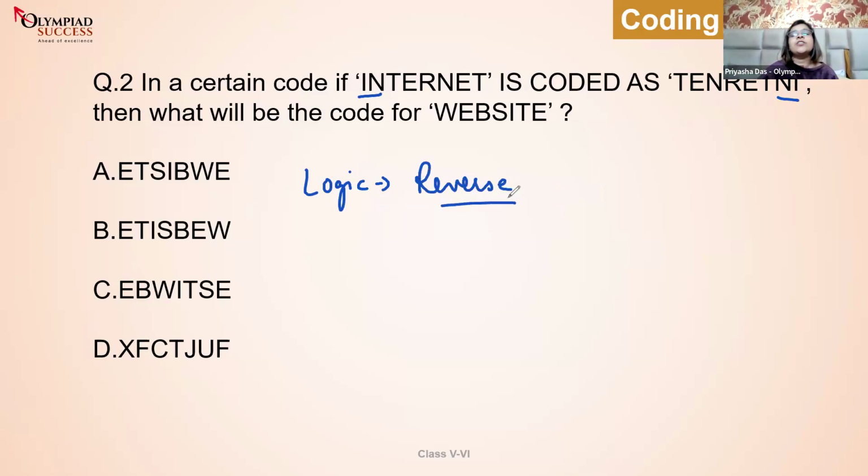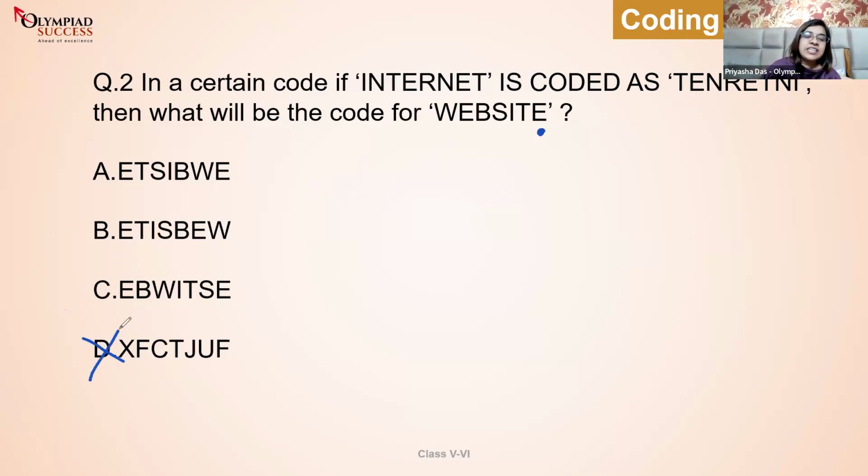Look at it, the ones who did not solve it, congratulate yourself. You saved yourself from making a mistake in the examination. You learned it in the class right away. Reverse it. First becomes last, second becomes second last, third becomes third last, and so on. So what will be the answer for website? Again, the same thing. My answer should begin with an E. So D is out. The next letter should be T, so C is out. And the next letter should be I, so A is out. That's how you give the answer real quick.